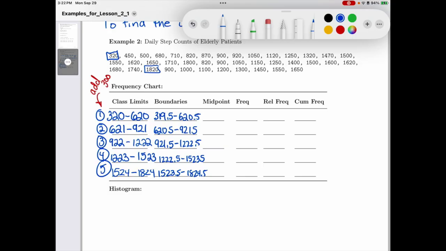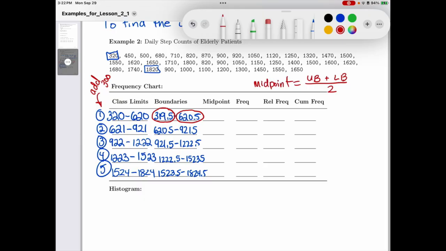Now, to find the midpoints, you want to take the lower boundary and the upper boundary and add them together and then divide by 2. So we have the upper boundary, I'm going to abbreviate UB, plus the lower boundary, and then divide by 2, and that will give you the midpoint.